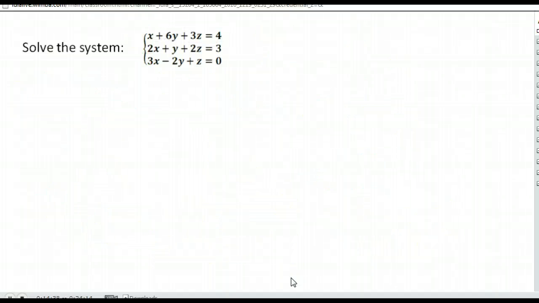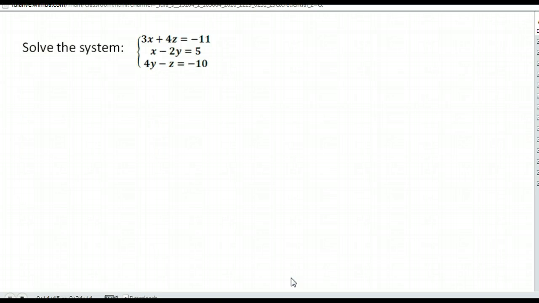All right, we're going to do two more. They look a little different, okay? So if you're thinking, I got this, no need to worry, these do look a little bit different.